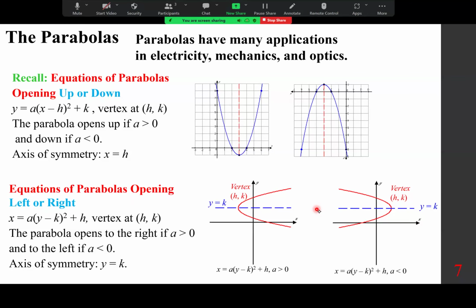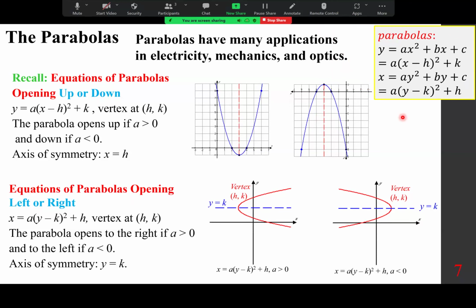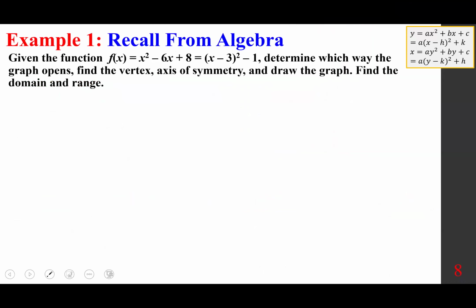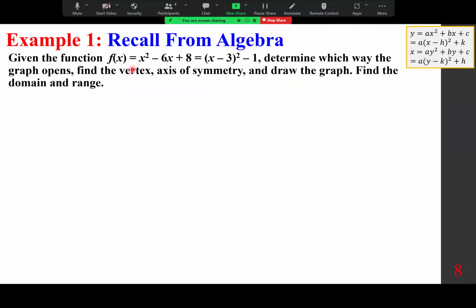this is, in essence, a horizontal parabola, versus a vertical parabola. And again, these are the formulas that we have seen. Nothing brand new, just reminding you exactly what we saw in algebra. We want to compare and contrast to what we are discussing here. So again, recall from algebra, here's example one. Given the function f of x equals x squared minus 6x plus 8, or (x minus 3) quantity squared minus 1.